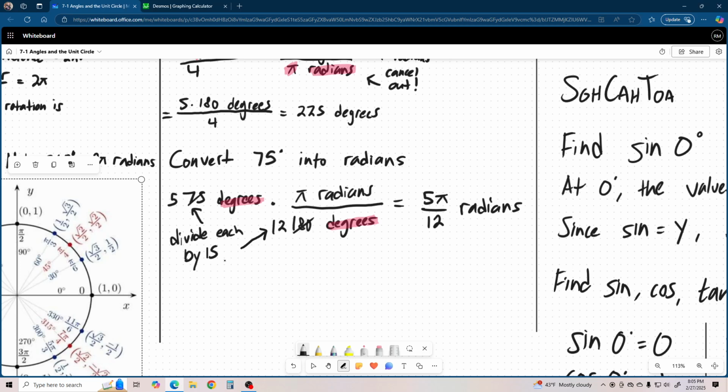We took the 180 and reduced it both by 15. And then, of course, the degrees cancel on the top and the bottom, and that'll leave us with 5 pi radians over 12. So that is our answer. And we converted 75 degrees into this.